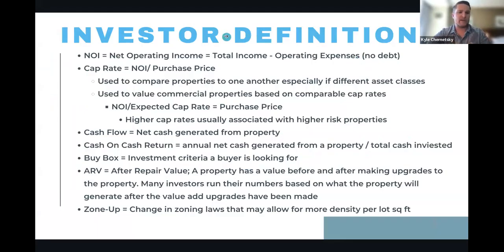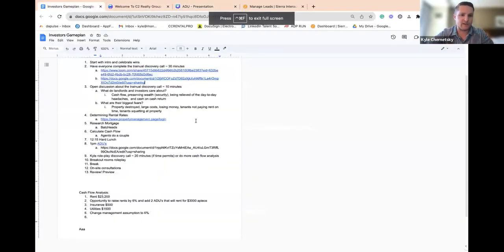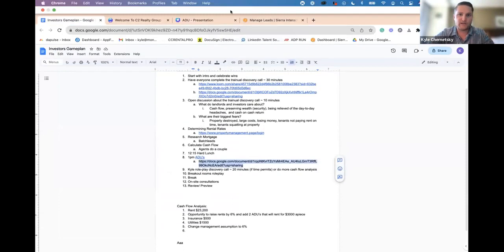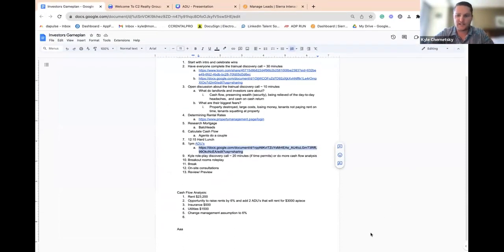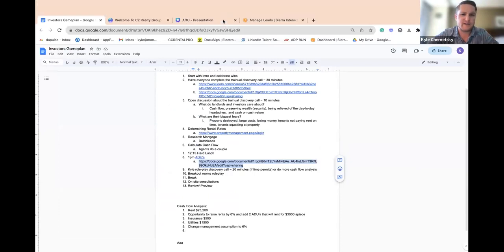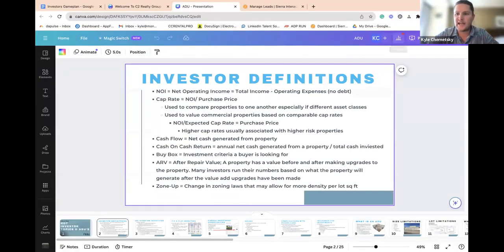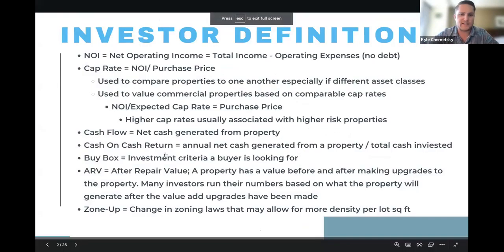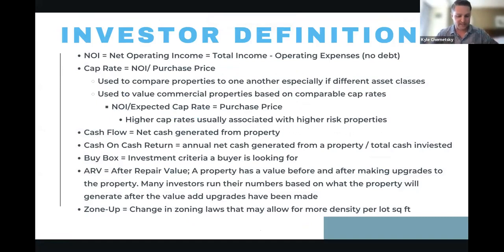So first, before we even got started, I wanted to give you guys some really important language to use with investors, and I put it in a Google Sheet too. But back to my presentation. So I put in the chat these in a Google Doc, and these are really important terms and definitions to know as you start working with investors. This will help you speak the language of investors.